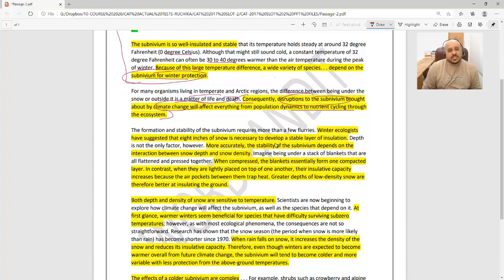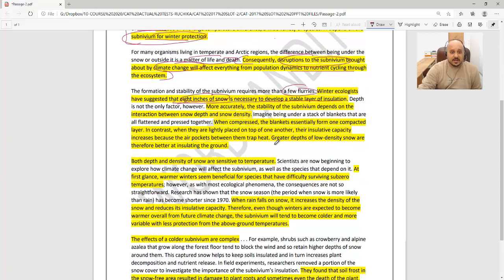The formation and stability of the subnivium requires more than a few flurries. Flurries refers to nothing else but rounds of snowfall. Flurries generally refer to light snowfall, so the formation of subnivium basically requires more than light snowfall. Winter ecologists have suggested 8 inches of snow is necessary to develop a stable layer of insulation. So a substantial amount of snow is required. And now he says next, the depth is not the only factor.